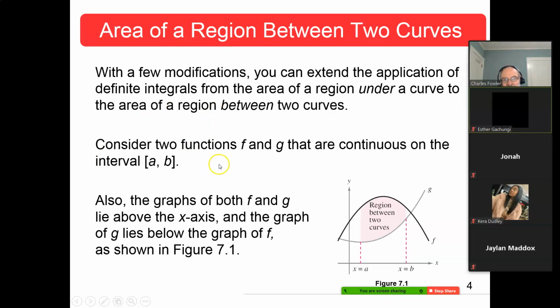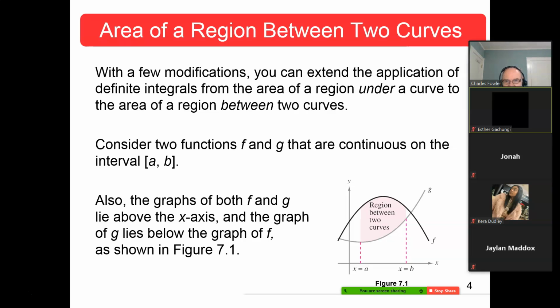Let's consider two functions, f and g. Both are continuous on some interval a to b. Here's your f going up like this, and here's your g going like this. Now, in between x equals a and x equals b, f is always greater than g in that region. If you went out here, no, it's reversed. If you went over here, it would be reversed. But anywhere between a and b, f would be greater than g. That's a requirement here.